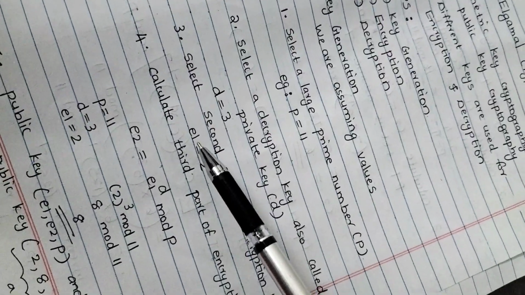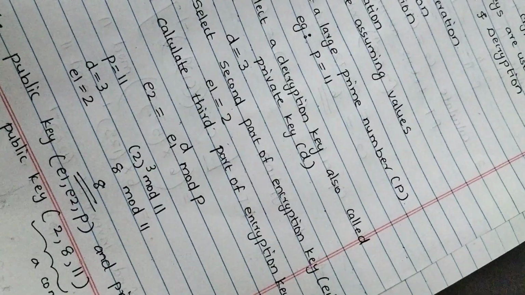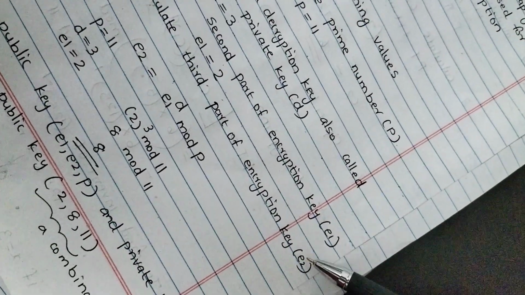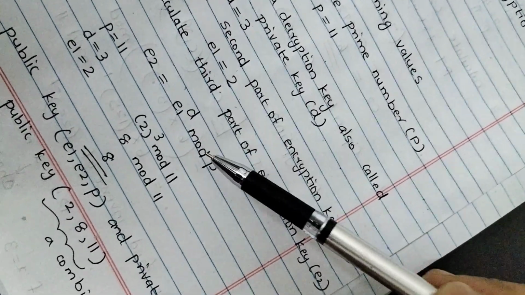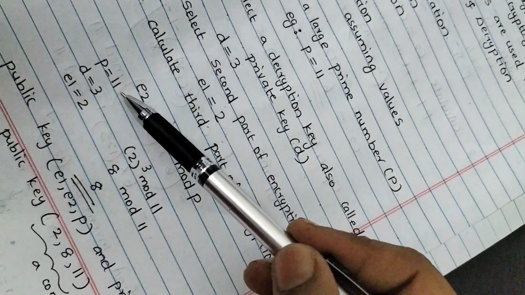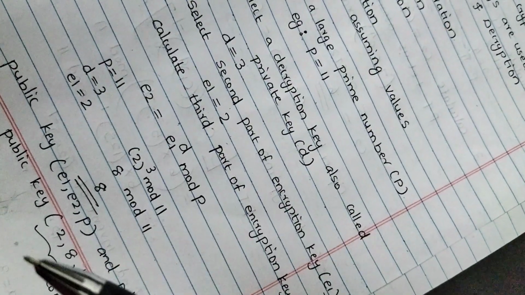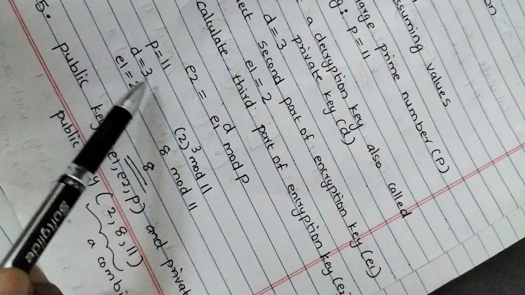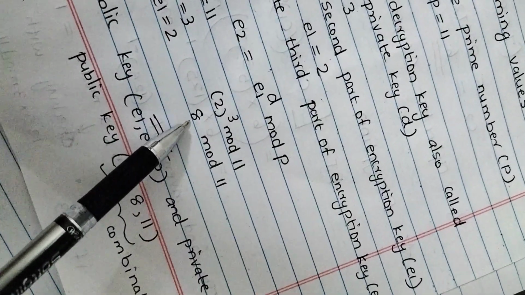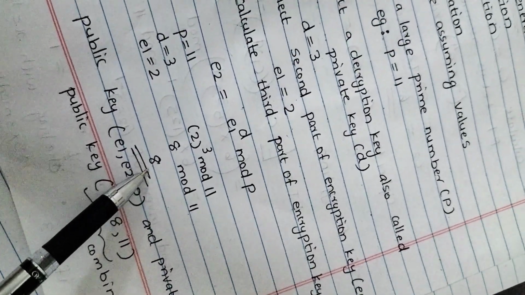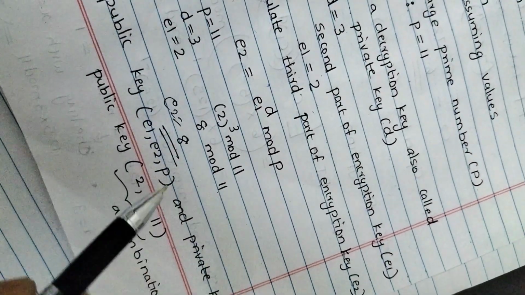Next, the third part of the encryption key we have to find out. For that we have a formula. The third part of the encryption key is E2. E2 can be calculated with the formula E1 power d mod P. Here for P we have the value 11, d we assume as 3, and E1 we assume as 2. Now applying all these values into the formula, 2 power 3 mod 11, that is 8 mod 11, we get the answer 8. Now our E2 is generated as 8.